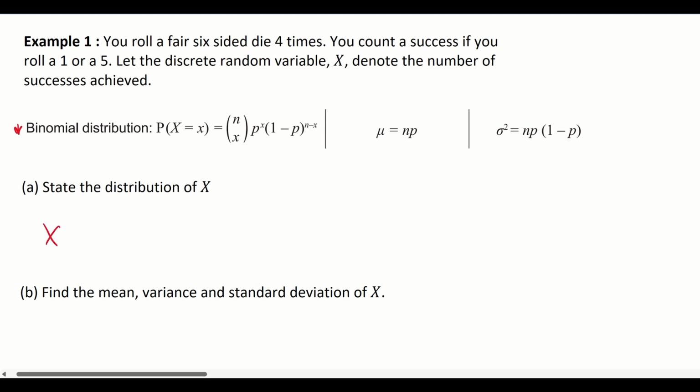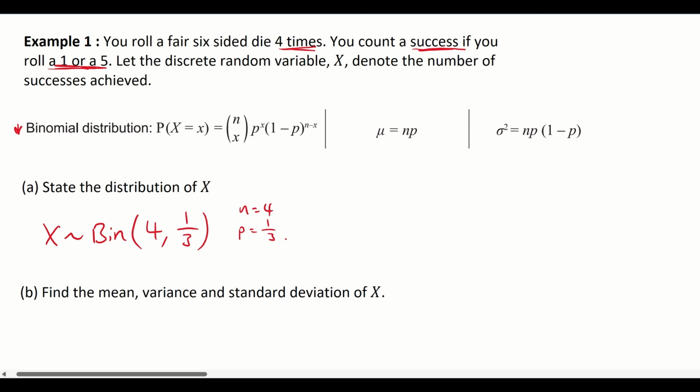Well, x here would be a binomial distribution. The number of trials that we do is 4 trials, and the probability of success on an individual trial. So a success is counted if we get a 1 or a 5. So we get 2 out of the possible 6 outcomes available to us. So 1 out of 3 would be our probability. So here our n is 4 and our p is 1/3.